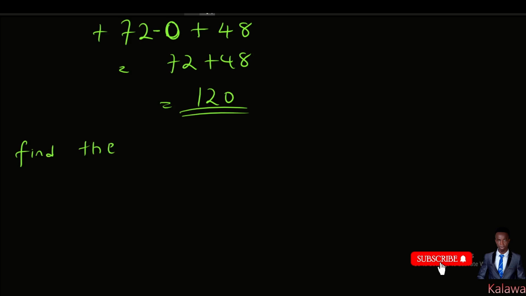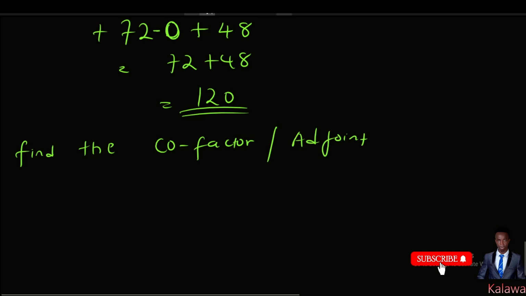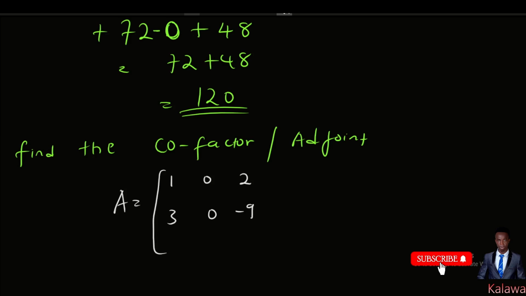I'm going to find the cofactor. I will say the adjoint, the cofactor or the adjoint again. So let's take from A, the matrix. Let's take the original question again. This is 1, 0, so 3, 0, minus 9, 5, 8, and so on.